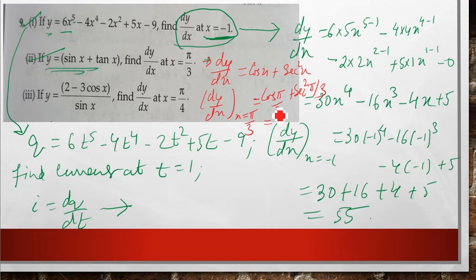So the value will be how much? Cos pi by 3 is 1 by 2 and sec pi by 3 is 2. So 2 square means 4. So it will be 9 upon 2. Okay, 9 upon 2.